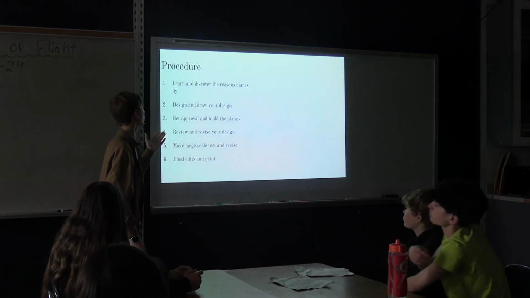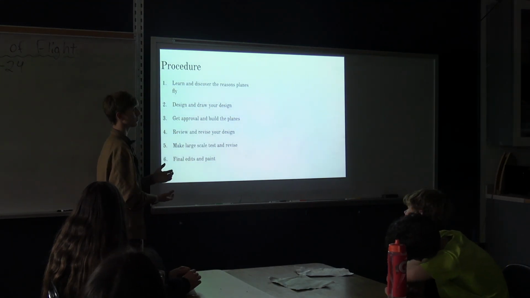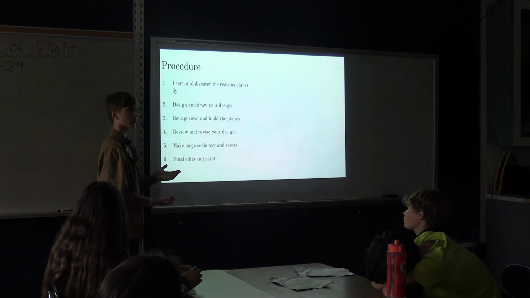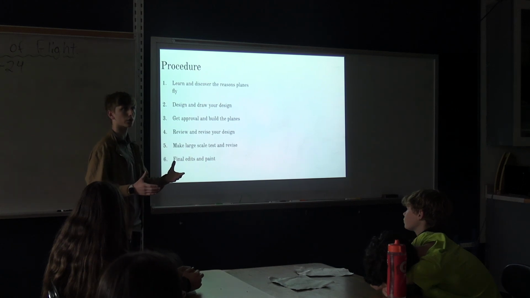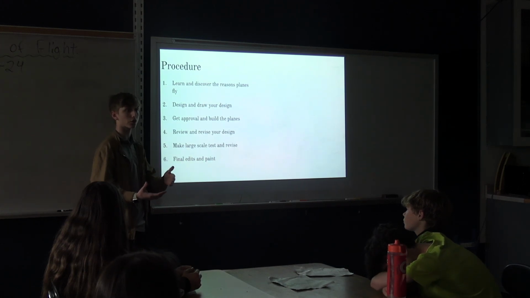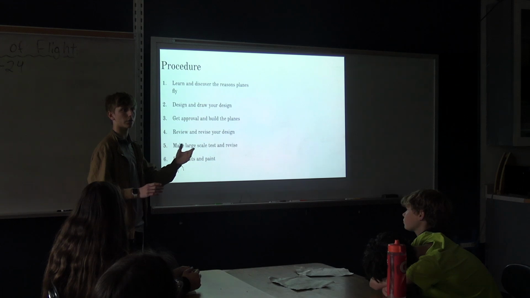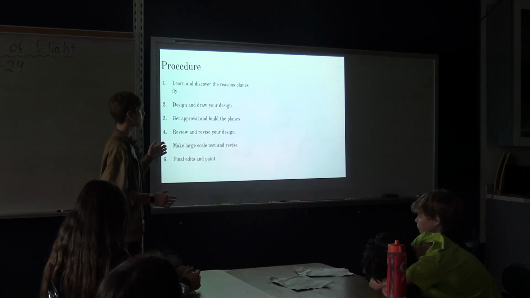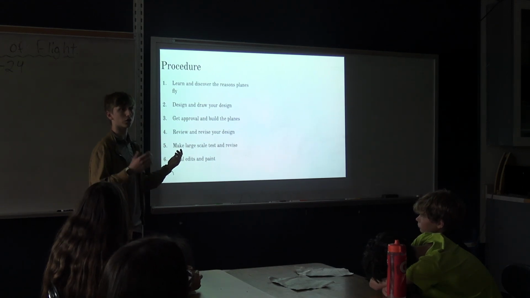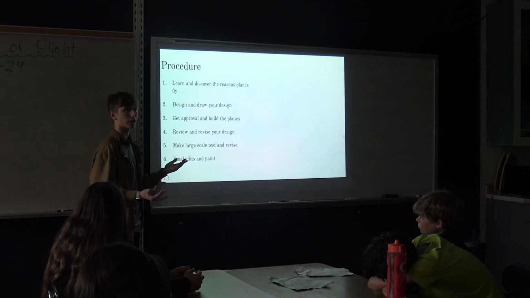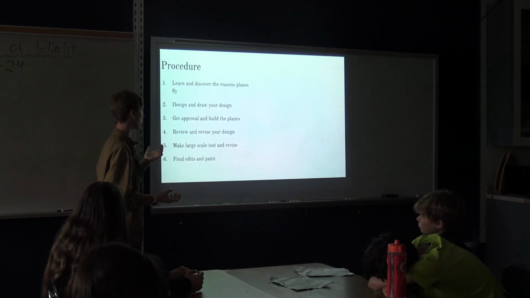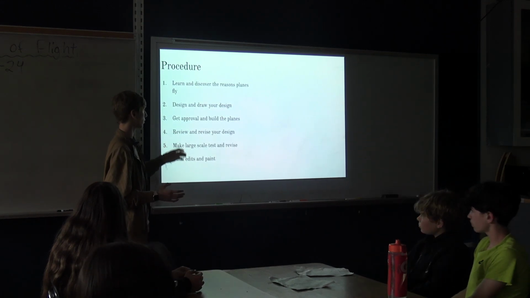The procedure of this challenge is, first, to learn and discover the reason planes fly and why some fly more efficiently than others. Second, design and draw out your design. This is the stage where you'll actually get hands-on with the cardboard and start drawing the design from the plane you picked. Third, get approval to build. This is once you confirm with either me or Mr. MacArthur that your design is good, and we'll let you cut it out. Fourth is review and revise your design.